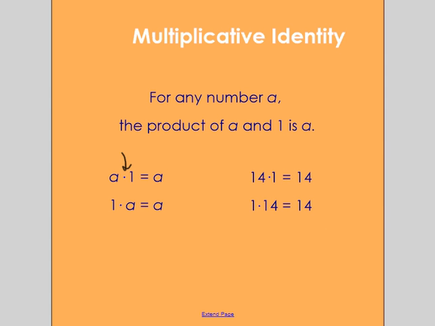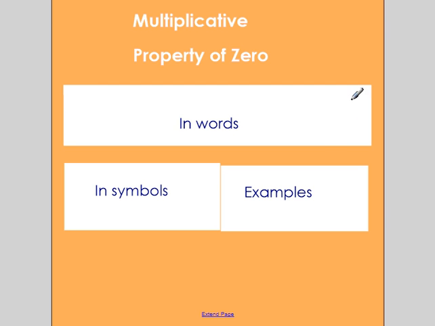Once again, we talked about how identity means that the number stays the same. In multiplication, in order for your number to stay the same, it has to be multiplied by 1. So that's your multiplicative identity. Take a minute to write that down, and then we're going to move on.